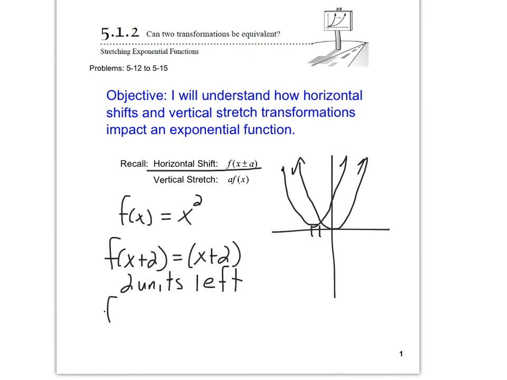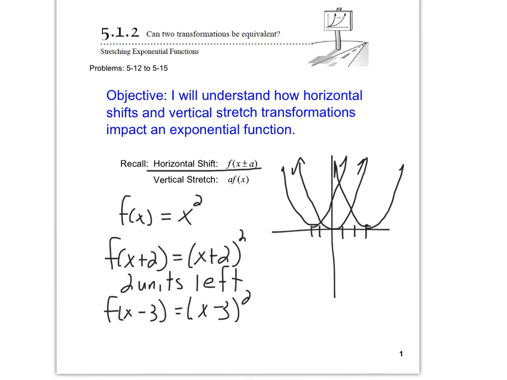If we take f of x minus 3, this is actually going to shift our function 3 units to the right. 1, 2, 3, and that would be where our parabola vertex happens to be at 3, 0.